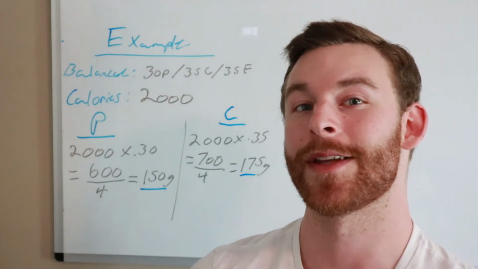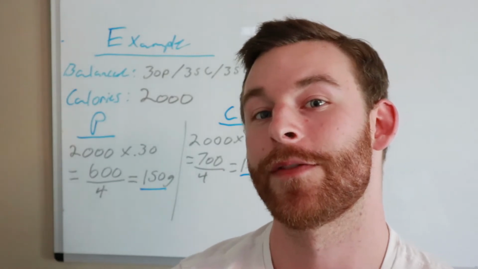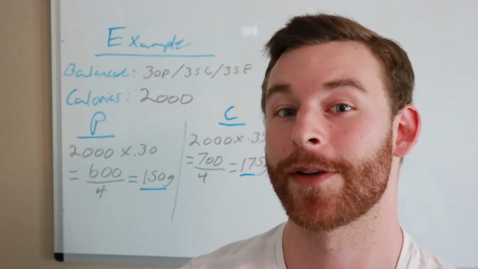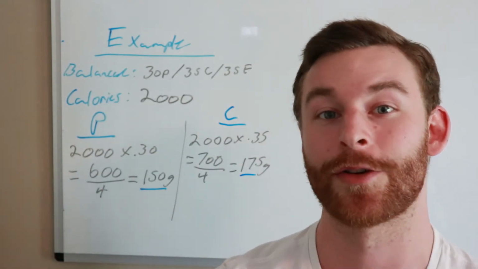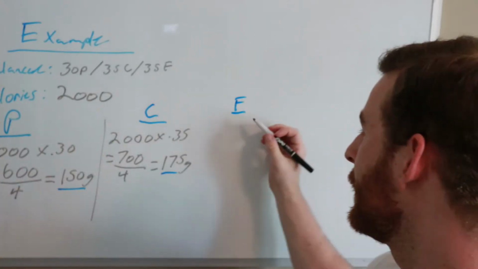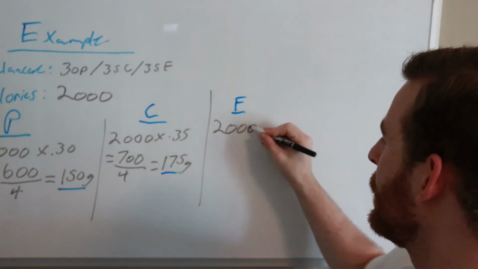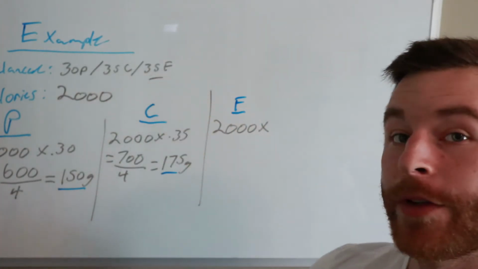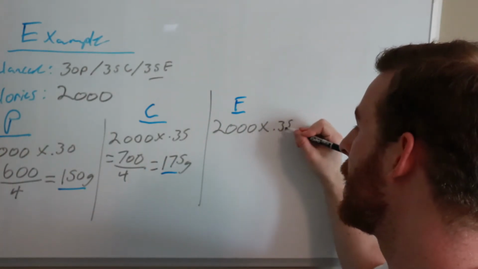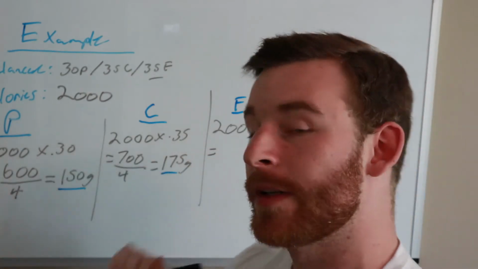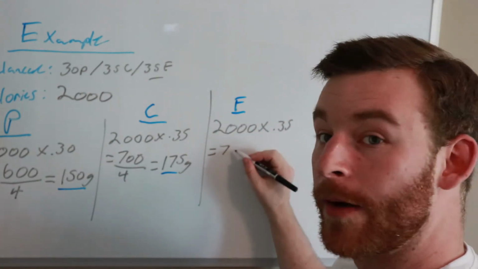All that we need to do now is calculate our fats. And we have 35% of our calories coming from fats. So we're going to follow the same method to get our grams required. For our fats, same thing. We're going to multiply 2,000 by 0.35, which is going to give us the same number. 700 calories are coming from fats.